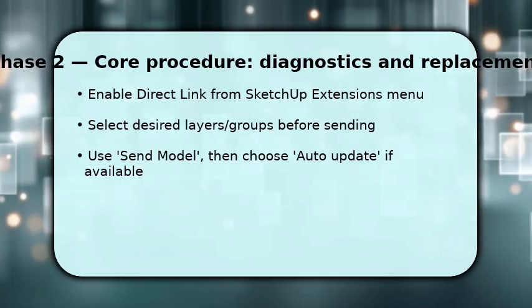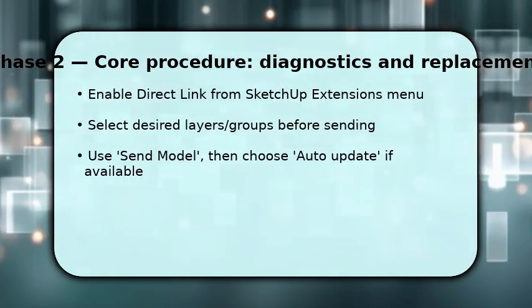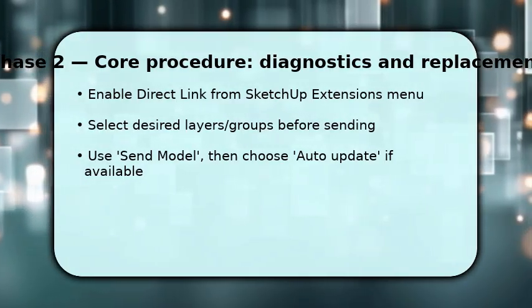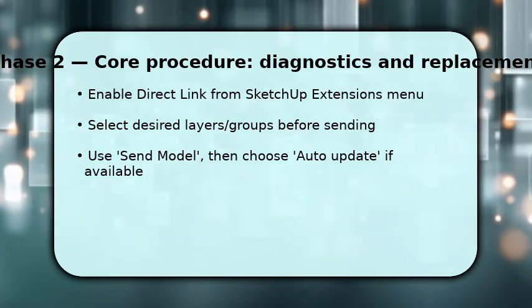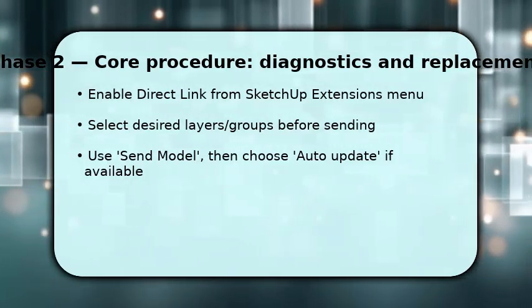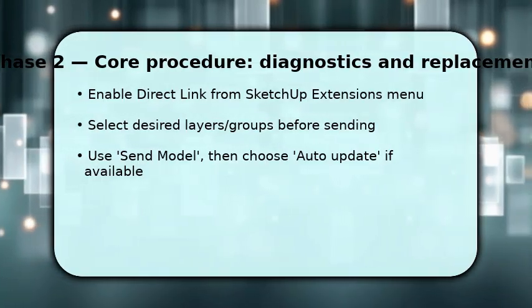This pushes geometry live to Twinmotion. Select only visible layers or groups to reduce clutter and collapse nested groups if needed. Once sent, enable Auto Update so changes stream in. This saves re-export time. If materials look off, reassign simple, neutral materials in SketchUp. Twinmotion maps them more predictably.